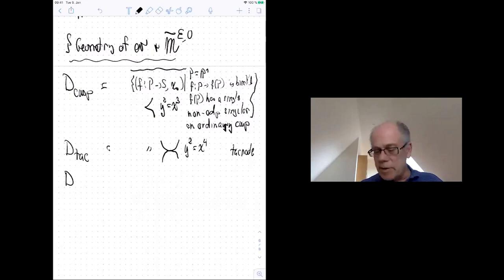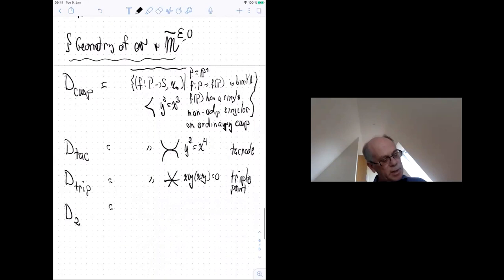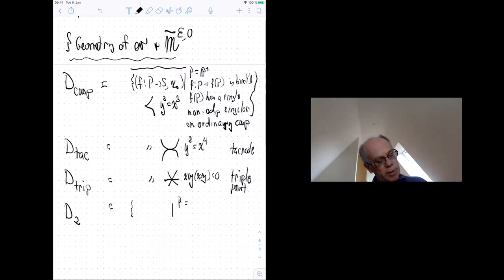And then I have D trip. Same thing, except I allow a single ordinary triple point. So a triple point, as you might imagine, is something that looks like this. So that's something like x times y times (x plus y), or x minus y, I guess is what I drew here, equals zero. And then one more, D2, that's not the same thing. It's where my P has two components, P1 union P2.